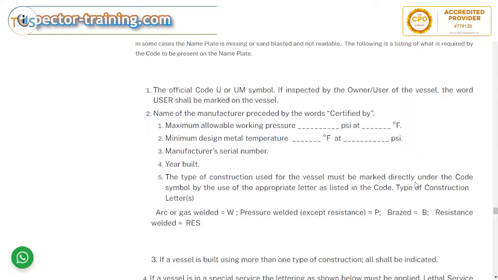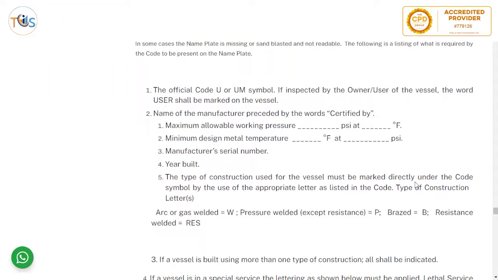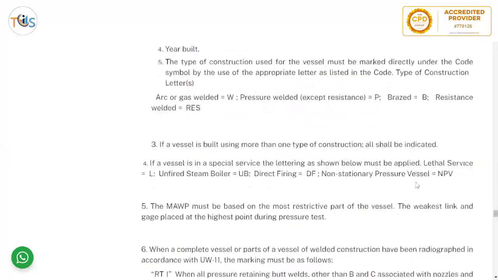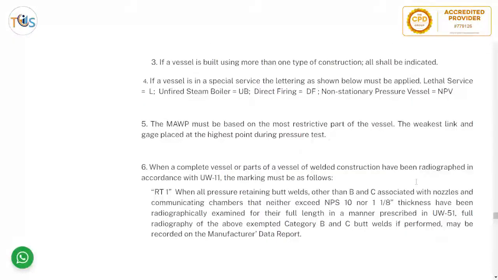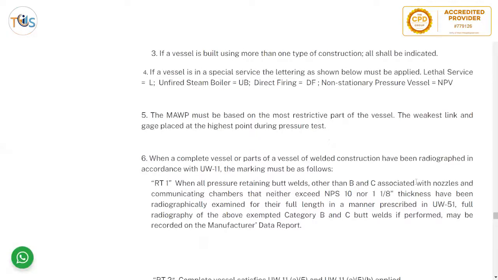It should be mentioned at what temperature the maximum allowable working pressure applies, because pressure is directly related to temperature. Minimum design metal temperature at what pressure, again the converse of that. Manufacturer serial number, the year built, and the type of construction used for the vessel must be marked directly under the code symbol by the use of the appropriate letter, such as arc or gas welded is W, pressure welded is P, brazed is B, and resistance welding is RES. If a vessel is built using more than one type of construction, all shall be indicated.